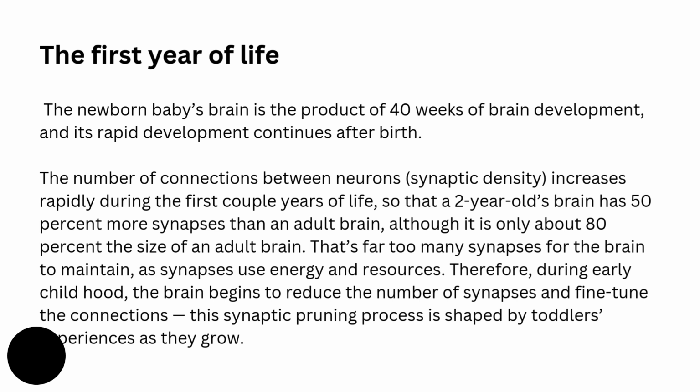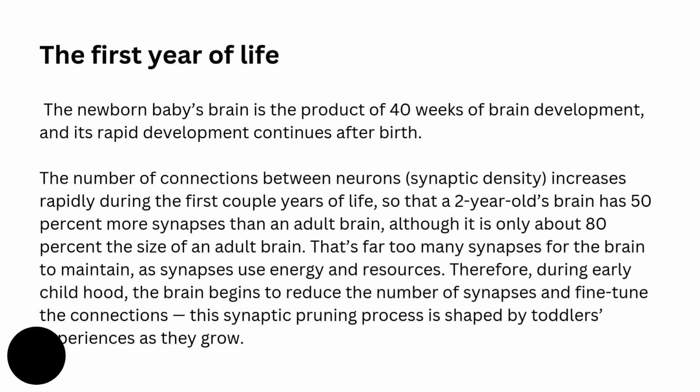The number of connections between neurons increases rapidly during the first couple years of life, so that a 2-year-old's brain has 50% more synapses than an adult brain, although it is only about 80% the size of an adult brain. That's far too many synapses for the brain to maintain, as synapses use energy and resources. Therefore, during early childhood, the brain begins to reduce the number of synapses and fine-tune the connections.